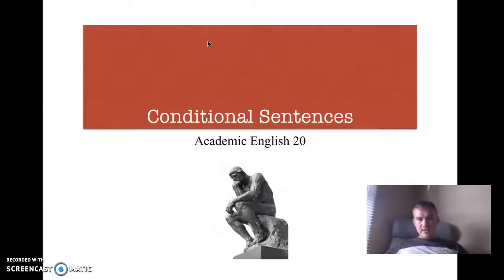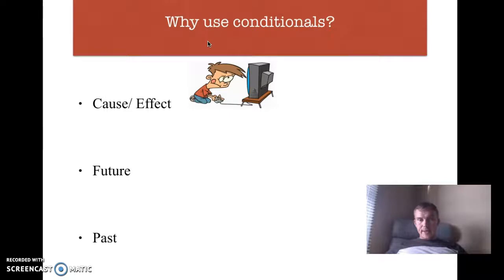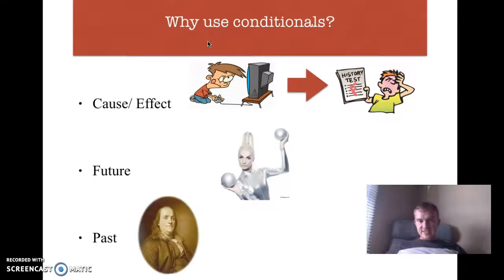Hi everyone, so this is a short presentation on conditional sentences. Conditional sentences can be used for many purposes. For example, cause and effect. If I play computer games all night, I will fail my history test. You can also talk about the future using conditionals, and you can speculate about past events as well. Okay, there's many functions to them. These are three of the most common.